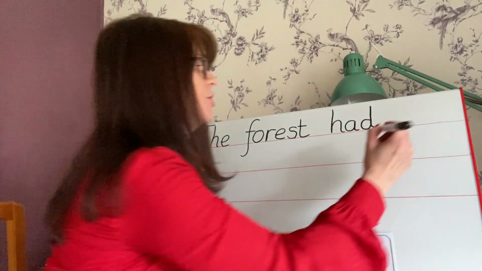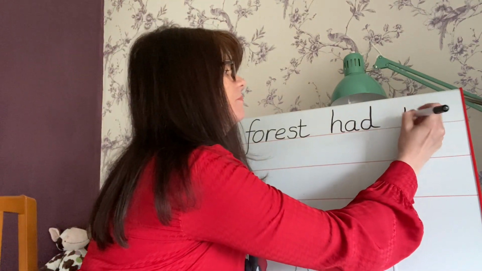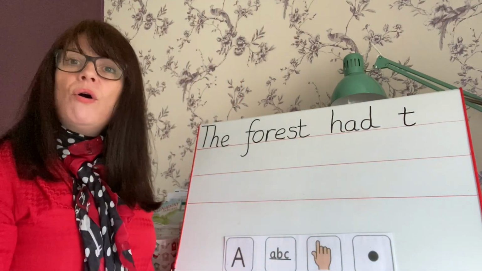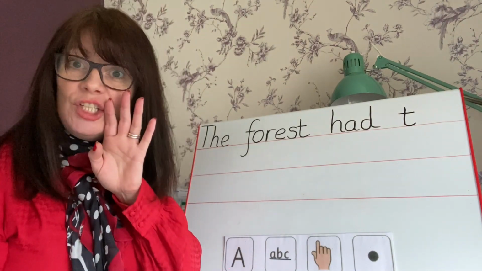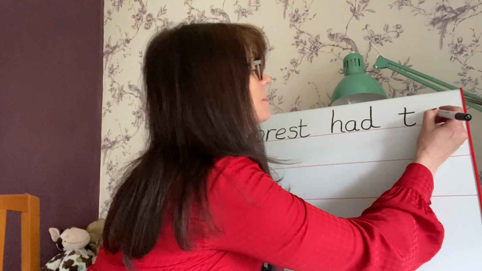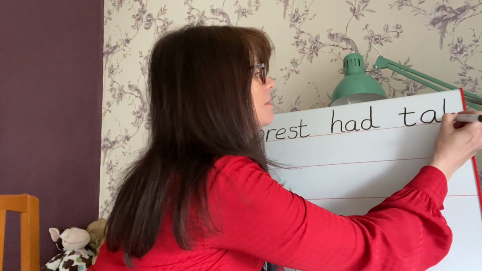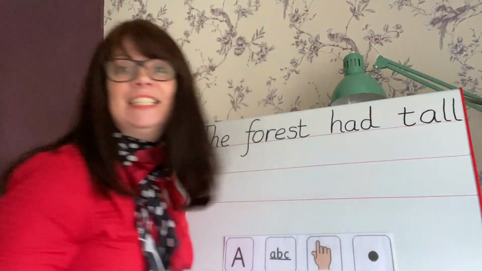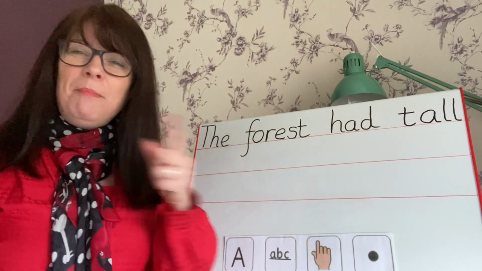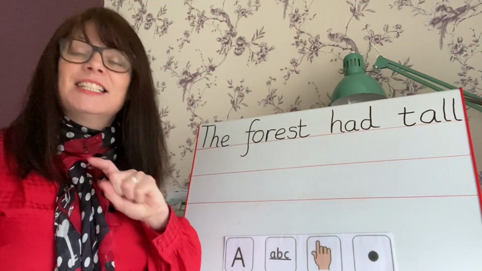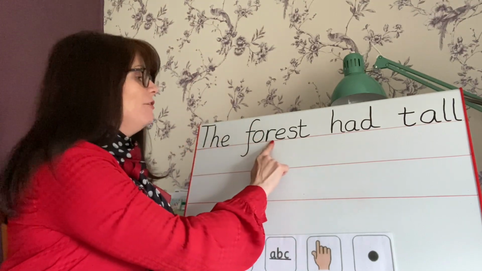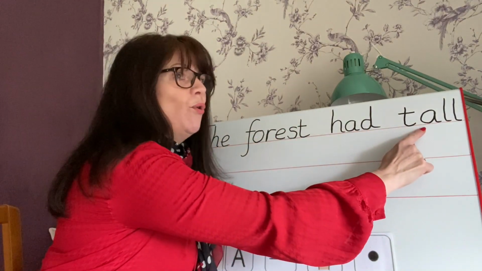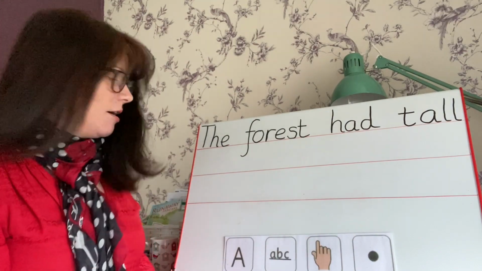Tall. Well, it starts with a t. All. It's a tricky word. I can just use that tricky word. All. Oh, only just fitted it in. Now, remember, I've got to read, write, so I don't miss any words out. So I'm going to start again. The forest had tall, dark.